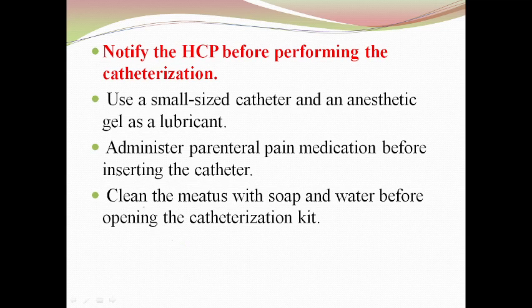Using a small sized catheter with an anesthetic gel as a lubricant, administering parenteral pain medications, and cleaning the meatus with soap and water are not indicated. So the answer is notify the healthcare provider before performing the catheterization, to rule out where the hemorrhage is happening.